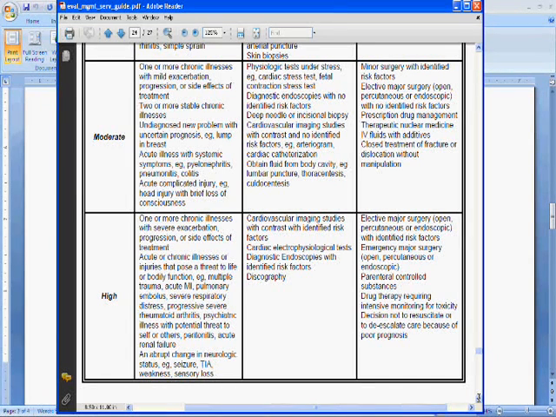And an abrupt change in neurological status. This actually did happen with a patient in our office where the nurse roomed the patient, they were fine, and the physician came in and they collapsed on the floor. That is an abrupt change in neurological status. And so that would fall into the category of high risk.